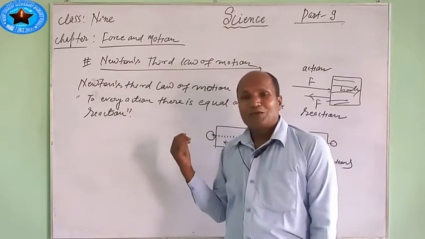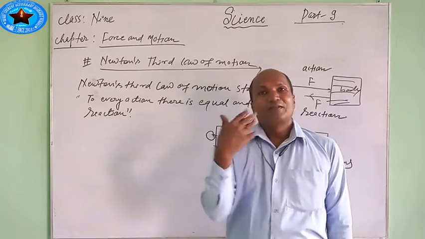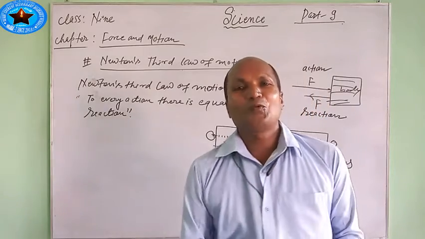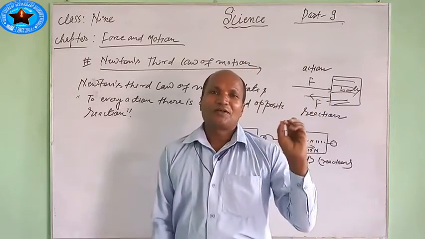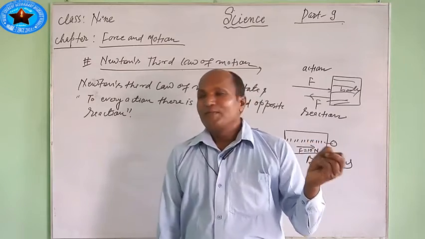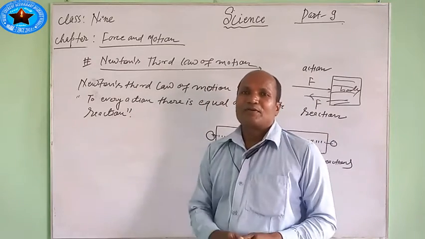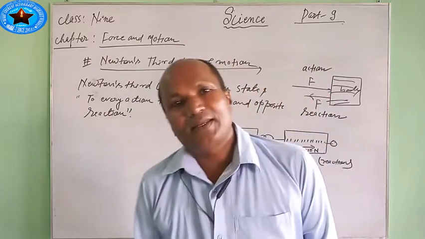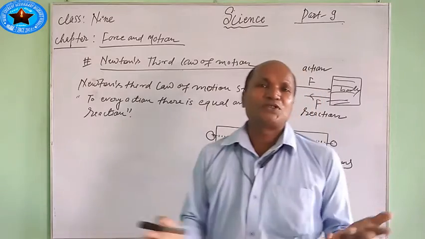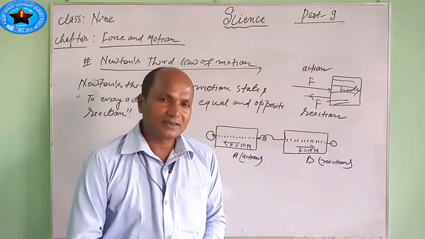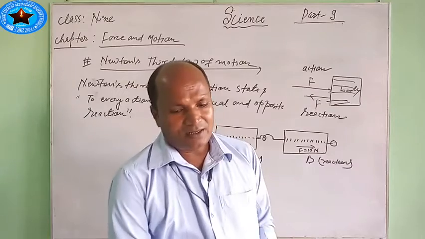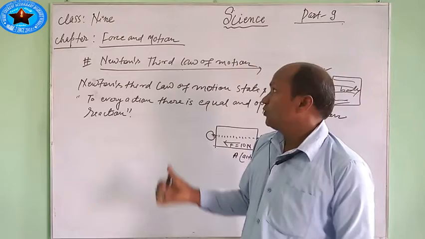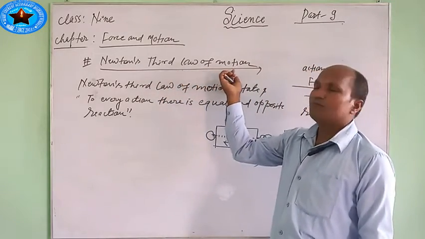You feel pain, but the person who gave you the slap also feels pain. What does it mean? That is the reaction. When someone gives a slap, we feel pain, and the one who gives the slap also feels pain in his or her hand. It means there is action and reaction. These action and reaction are always equal and opposite. In this way, you know about Newton's third law of motion.